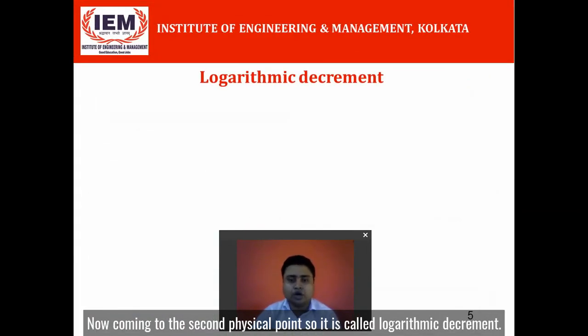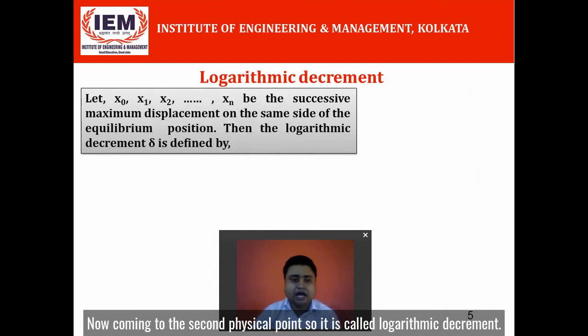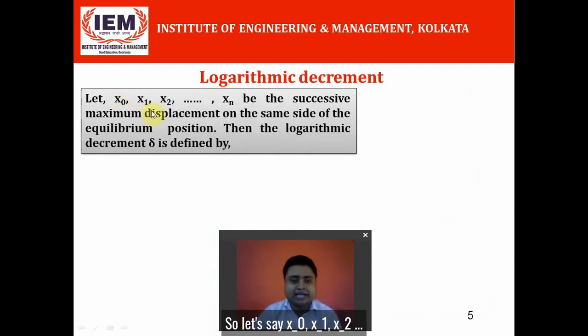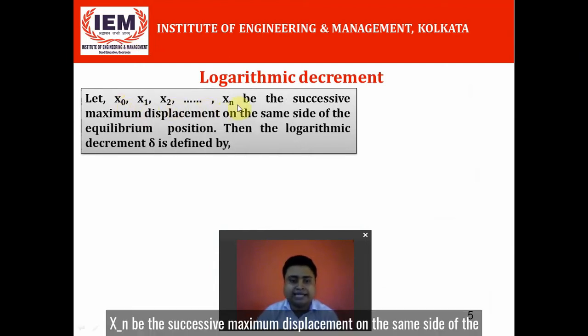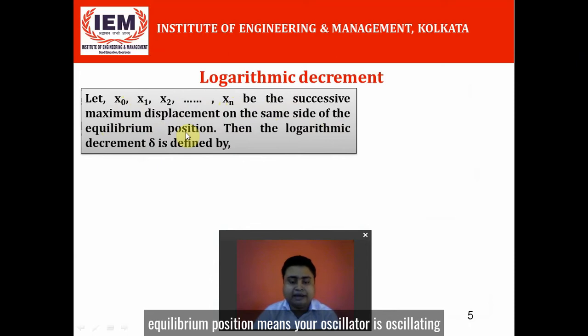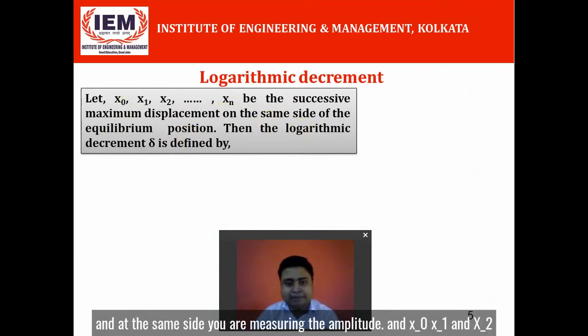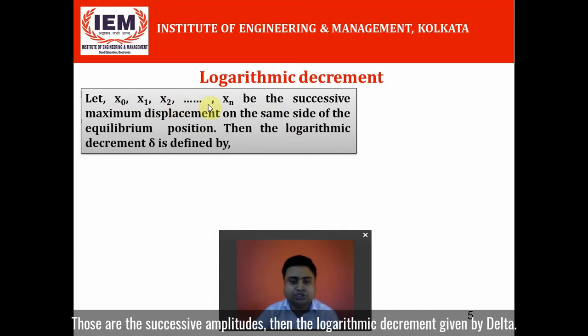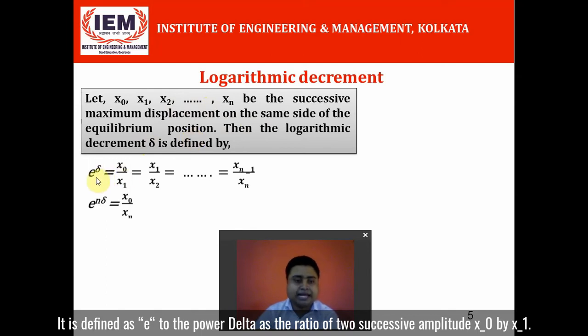It is called logarithmic decrement. Let's say x0, x1, x2, up to xn be the successive maximum displacements on the same side of the equilibrium position. Means your oscillator is oscillating and on the same side you are measuring the amplitudes, and x0, x1 and x2 are successive amplitudes.